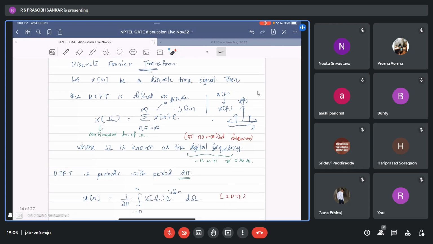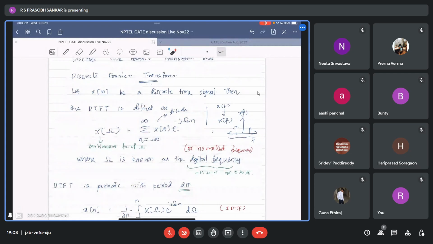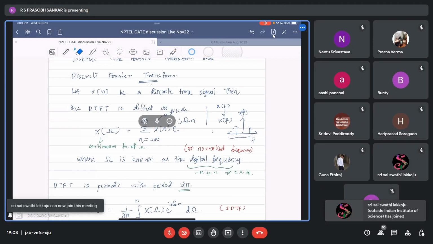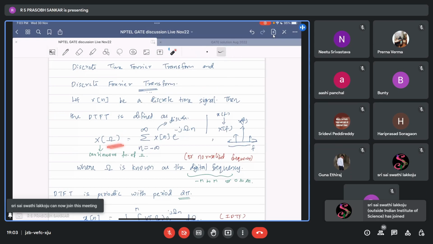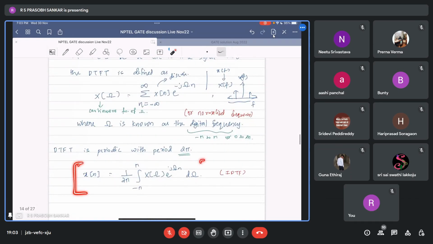Now, it turns out that DTFT is also periodic with a period of 2 pi. Here we have the expression for DTFT. Similarly, given the DTFT X of omega, we can go back to the time domain signal x of n using the inverse DTFT expression, which is an integration that we have over here.